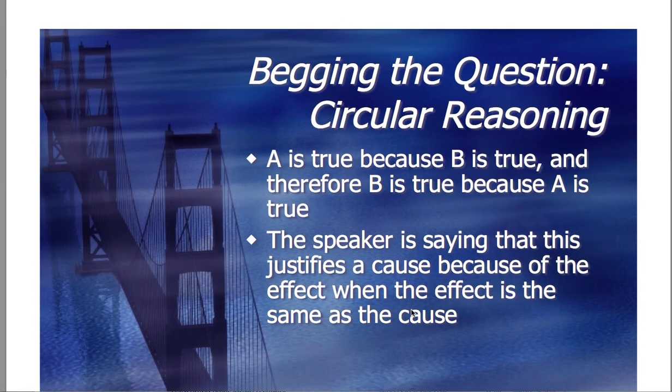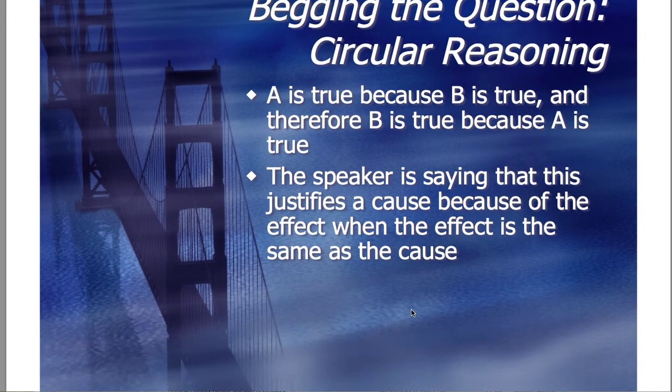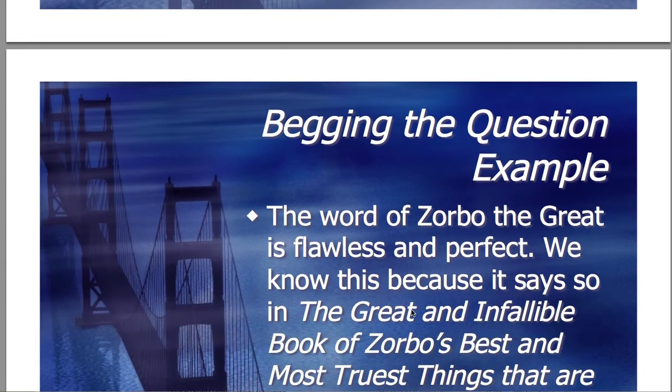Okay. Here's another one, begging the question, circular reasoning. So this is the idea, if A is true because B is true, and therefore B is true because A is true. So really what it is, the person is justifying a cause because of the effect when the effect is the same as the cause. So here, let me give you an example of this.